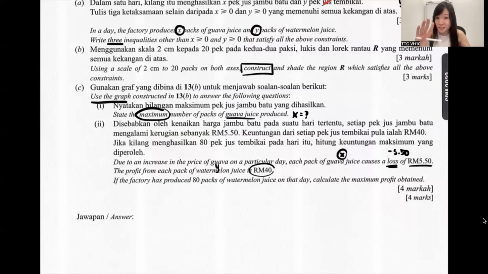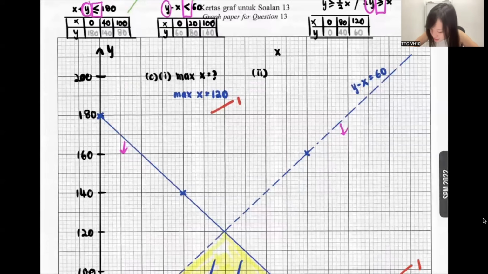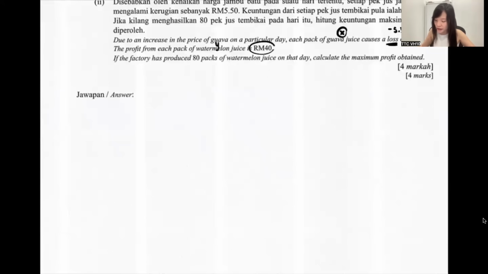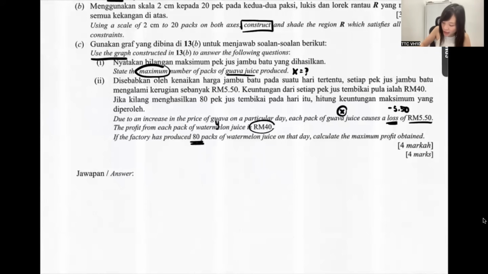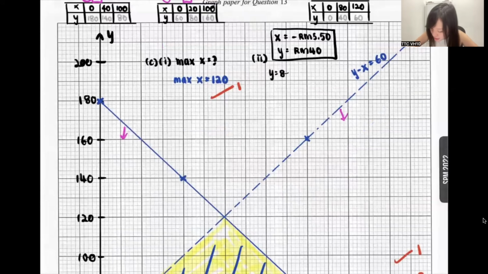Okay, guys. I write first, you don't be scared, okay? So my dear, it's only X and Y. They say X is negative RM 5.50 for each. The watermelon juice is the earning one, RM 40 positive. One loses, one gains. Then now they say what? You're going to find the maximum profit. They say if you have 80 packets of watermelon. Watermelon is what? Watermelon is Y. That means they already tell you Y now is 80. And I want to find the maximum profit.